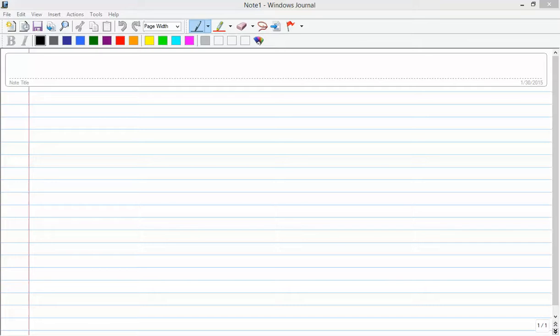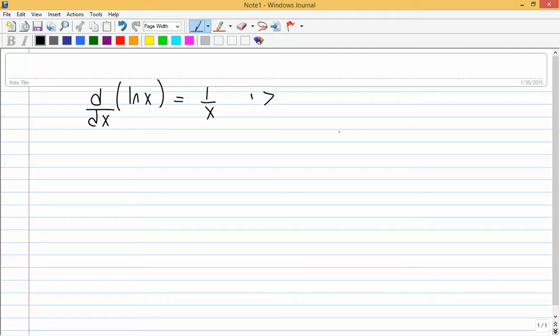So first let's look at the rule for the derivative of natural log. If I take the derivative of the natural log of x, then that's equal to 1 over x, where x has to be greater than 0. Okay, you can't take the natural log of 0 or of a negative number. So we just have positive numbers that we take the natural log of. Well, this is just with x.